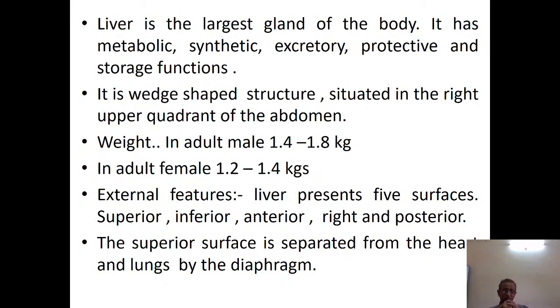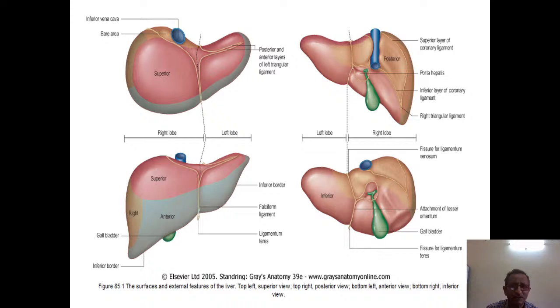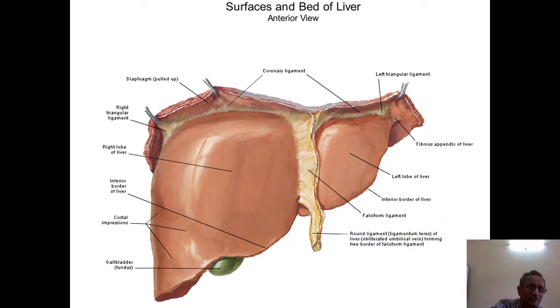The superior surface is separated from the heart and lungs by the diaphragm. So the superior surface is almost attached to the diaphragm, and above the diaphragm we have the heart and lungs. So we say that the superior surface is separated from the heart and lungs by the diaphragm. So here, this is the diaphragm. Above this diaphragm, you will see the heart almost in the mediastinum and the lungs on either side. So this diaphragm is separating the superior surface of the liver from the heart and lungs.